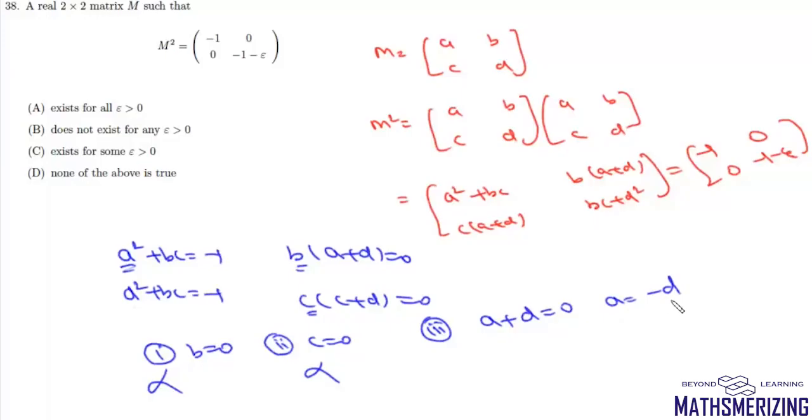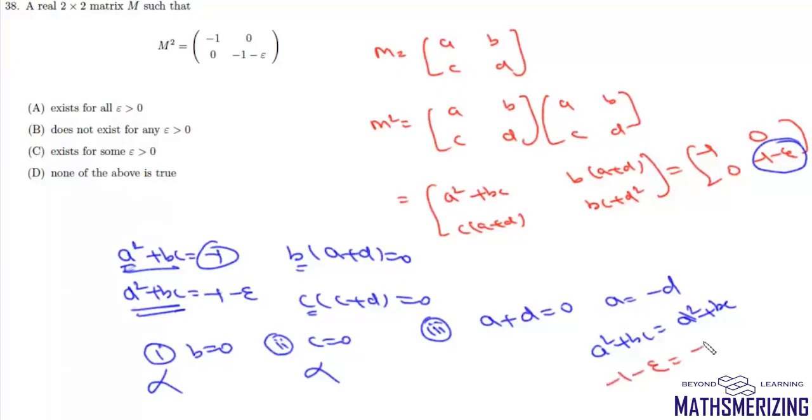Now if A is equal to minus D, then A square plus BC must be equal to D square plus BC. Now A square plus BC is minus 1 and D square plus BC is minus 1 minus epsilon. So from here we'll get this condition as minus 1 minus epsilon must be equal to minus 1. That is epsilon must be 0. This is true only when epsilon is 0. So this real matrix does not exist for any epsilon greater than 0, and that's your option number B.